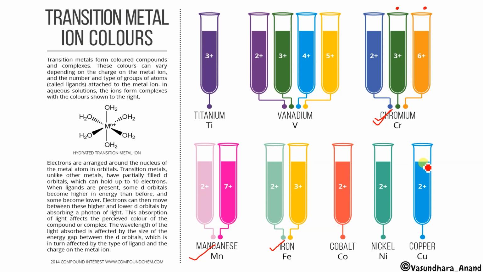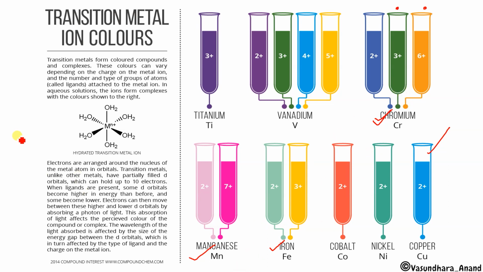Copper, everyone is aware of this: copper +2 state is blue in color. Nickel is light green in color. Cobalt is pinkish in color. These are not so important, but if you can learn them, it will be better. The compounds of manganese, iron, and chromium, as I told you, are the important ones.